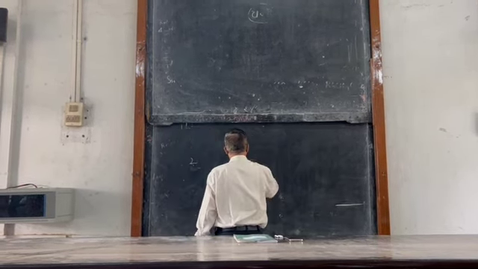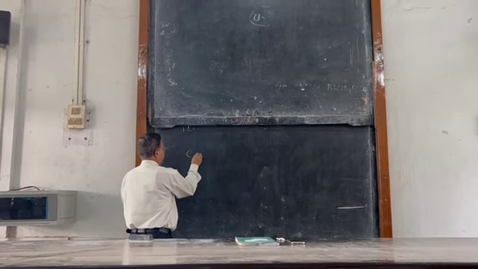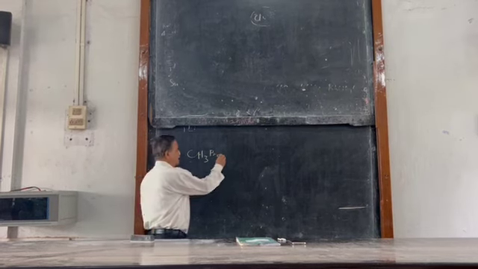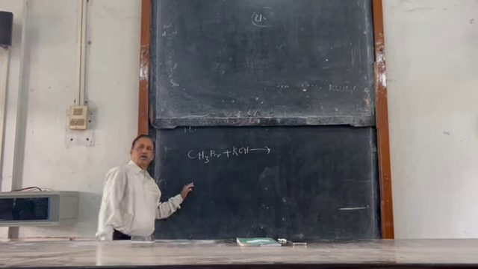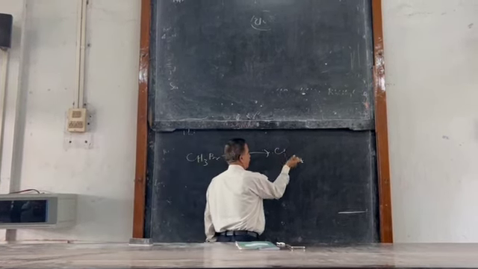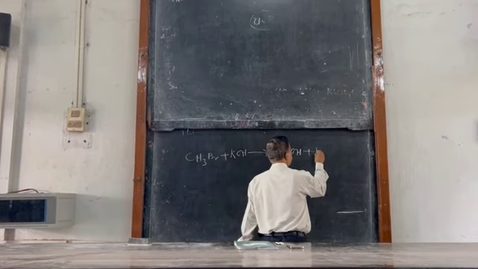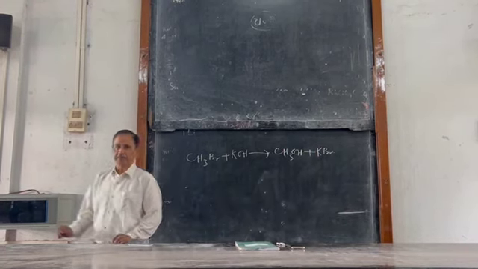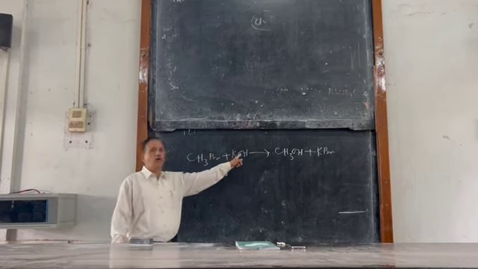Now, examples of SN2. Suppose methyl bromide plus potassium hydroxide. What is the product? Methanol plus potassium bromide. So this is a substitution reaction: bromine is substituted by OH.